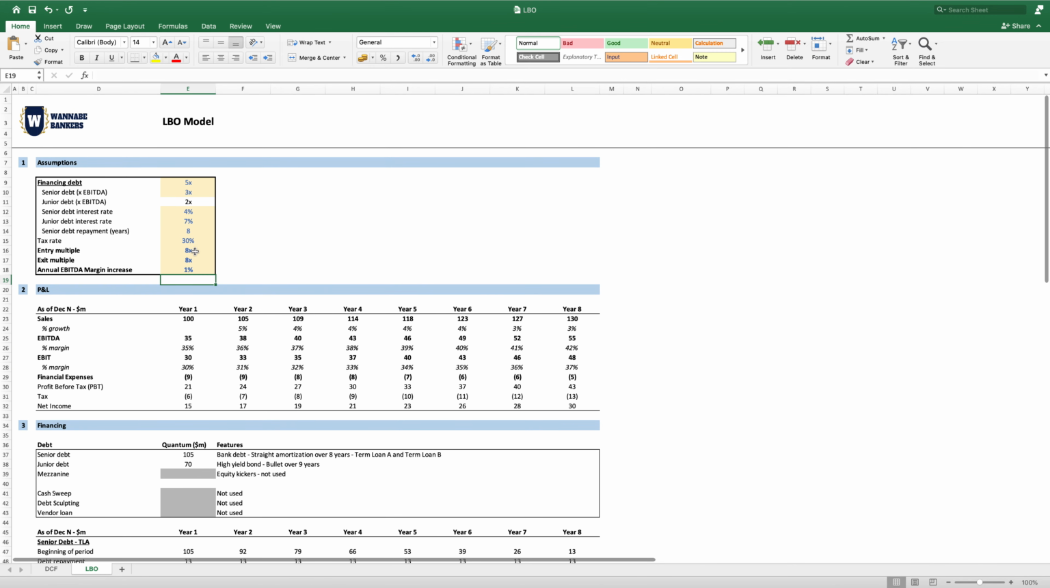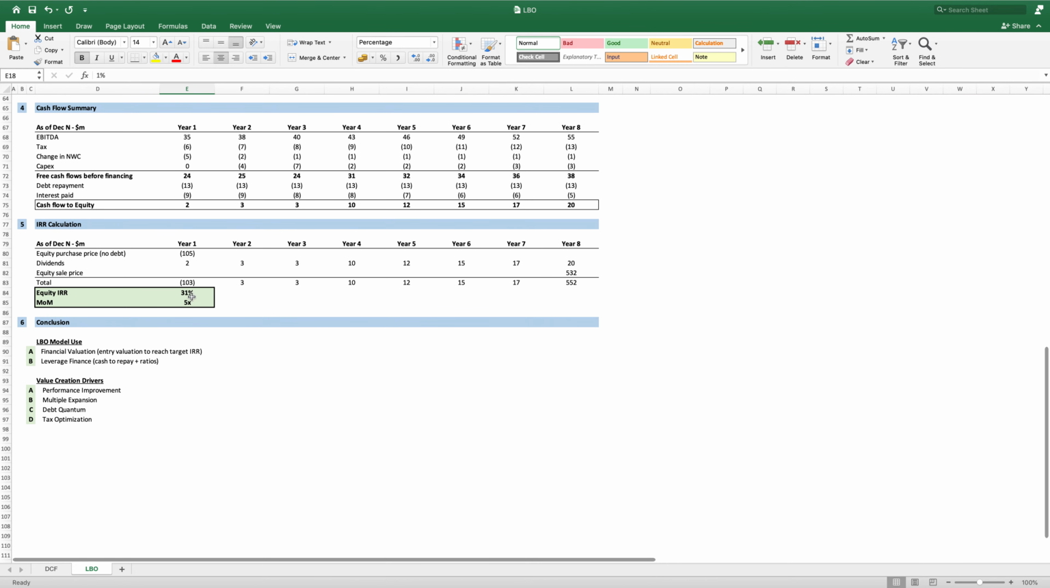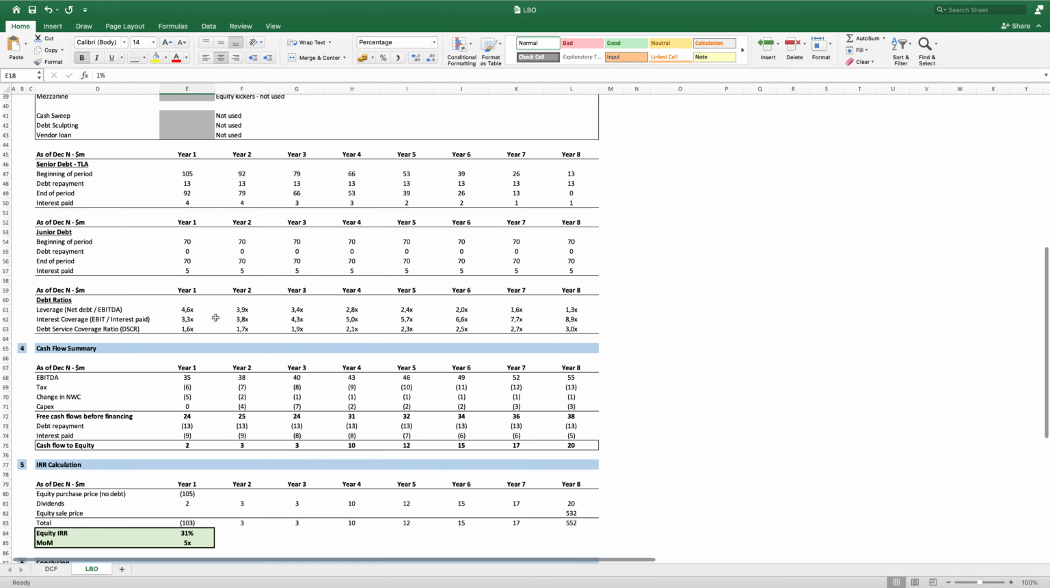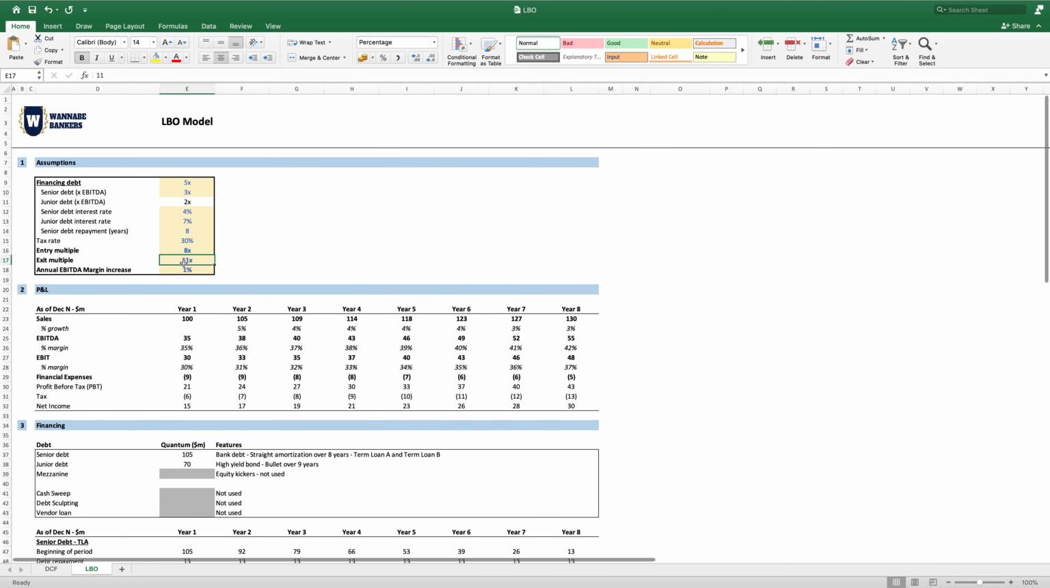And let's check the second value creation driver, which is multiple expansion. Here we assume that there is no multiple expansion. We buy at 8, we sell at 8. Let's say that we buy at 8 times EBITDA and we manage to sell it at 11 times EBITDA. So you see here that it moves to 31% from 25%. Sell it back at 8.